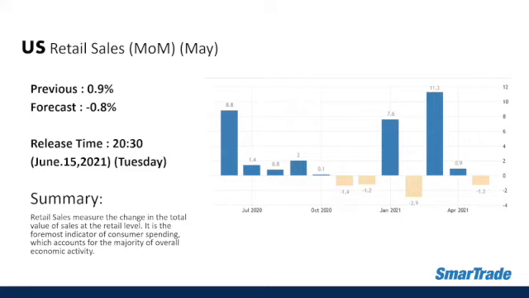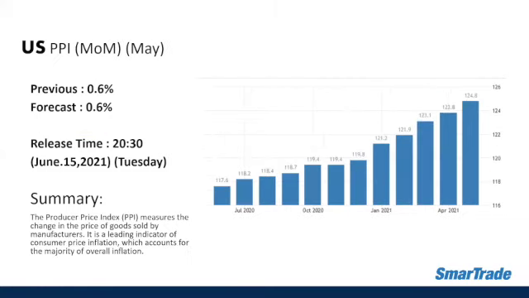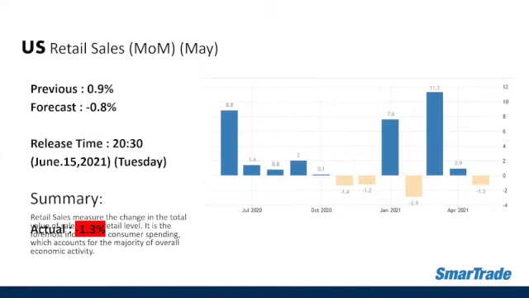Meanwhile, we also have the retail sales for the US for the month of May. The previous data was 0.9% and forecasted at negative 0.8%. The actual data was negative 1.3%. So overall, last night's US data was neutral because the retail sales was negative, and we have a positive tone for the producer's price index for the month of May.